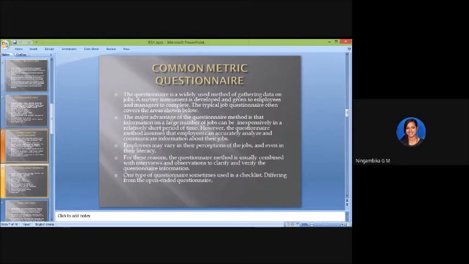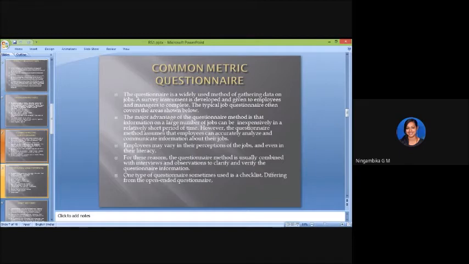So for these reasons, the questionnaire method is usually combined with interviews and observation to clarify and verify the questions. Keeping that as a base, it is better if it is combined with the interview method and observation. It will give more reliable answers, because one person can read out the question, the other person will tell the answer, and meanwhile a recruiter can check with observation what exactly he is doing.